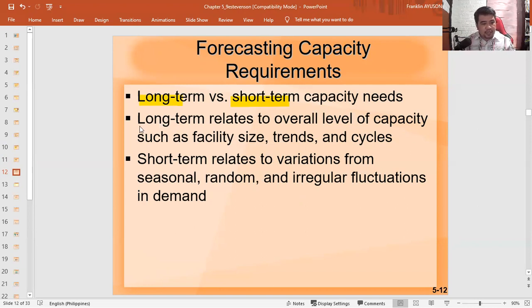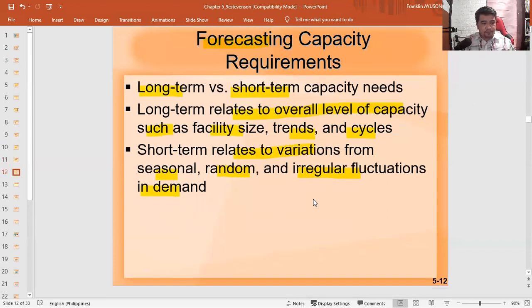Another is that long-term capacity requirements relate to overall capacity, such as facility size, trends, and cycles. So we need a good forecast for that. While the short term relates to variation, such as seasons, randomness, and irregular fluctuation in demand. So we need to make it clear whether our forecast, answered by our capacity planning, is a long-term or a short-term forecast.